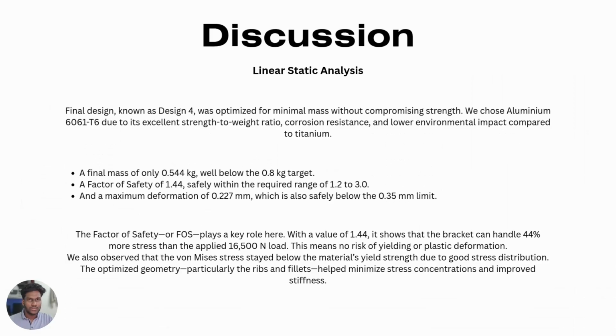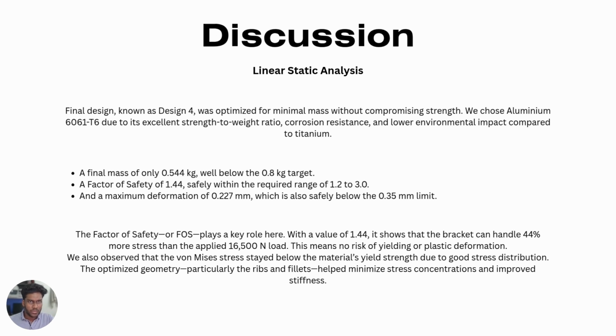Thank you. So, as for the discussion, our final design, known as Design 4, was optimized for minimal mass without compromising strength, and we chose aluminum 6061 T6 due to its excellent strength to weight ratio, corrosion resistance, and lower environmental impact compared to titanium. The final mass of our final design was 0.544 kg. Well, it's below the 0.5 kg which was our target. And the safety factor was 1.44, which is more than 1, safely within the required range of 1.2 to 3.0.